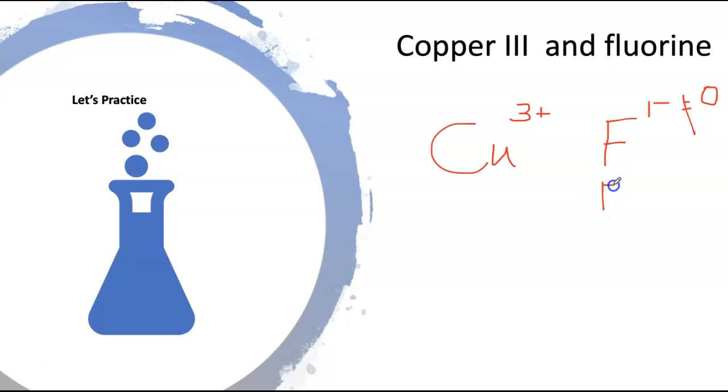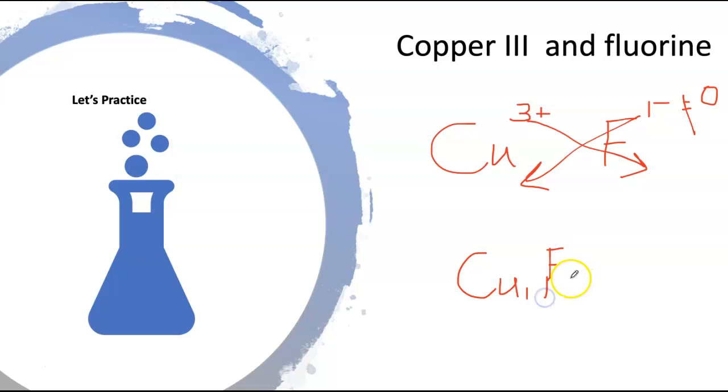And so, again, another way you can do that is you can figure out how many fluorines you're going to need to equal the copper. And, of course, you're going to need 3. And then it would equal 0. So that's one way to do it. Or you can simply use the cross method that we've been talking about. So you can simply take these charges and cross them over. And so next to F, we would put a 3. Next to copper, we would put a 1.